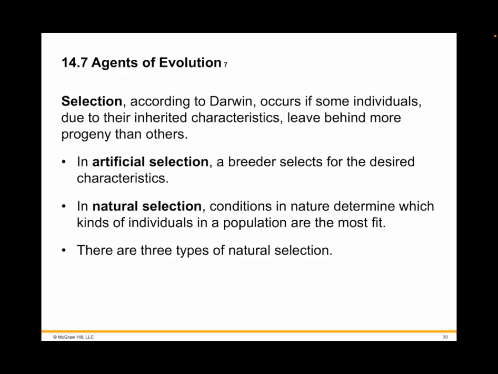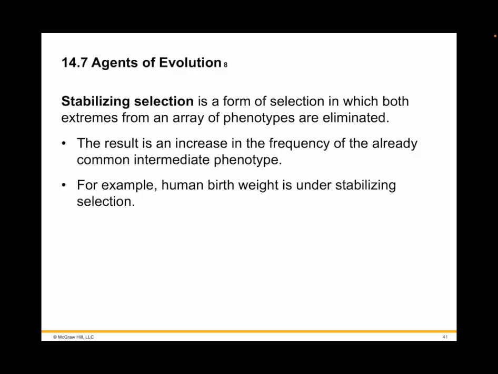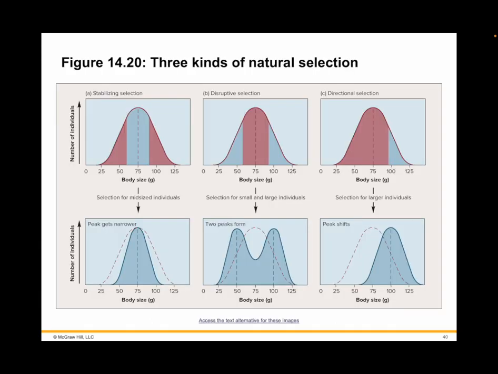Let's get to those three types of natural selection that have been identified, beginning with stabilizing selection. When selection acts to eliminate both extremes from an array of phenotypes, the result is an increase in the frequency of the already common intermediate phenotype. This is stabilizing selection, as shown here at the left-hand side. In effect, selection is operating to prevent change away from the middle range of values.